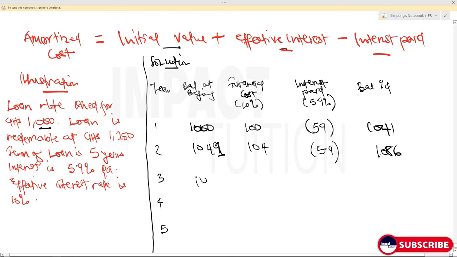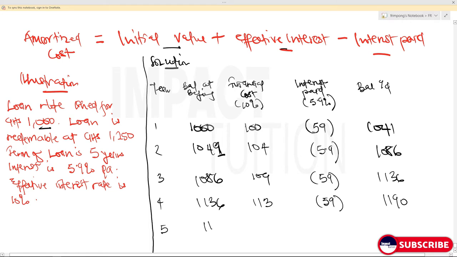This becomes our opening balance. 10% is 109. We are picking the whole numbers. This is still 59. And at the end of the year, 1,136. This becomes the beginning balance. 10% of this is 113.6, but that's 113. Less 59, the interest paid. And we have 1,190. At the beginning of year 5, we have 1,190.